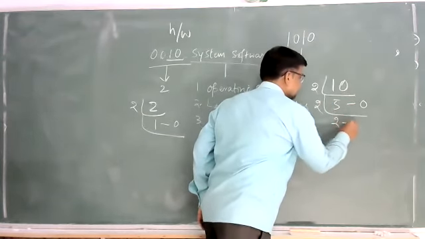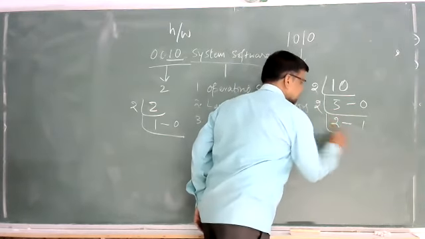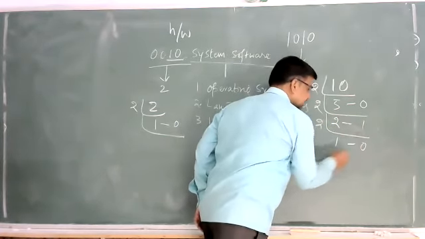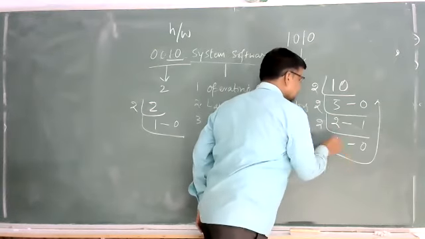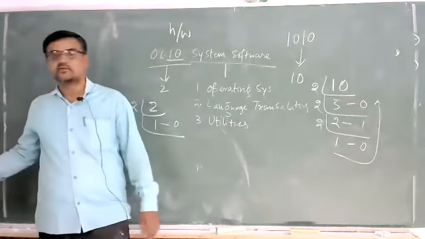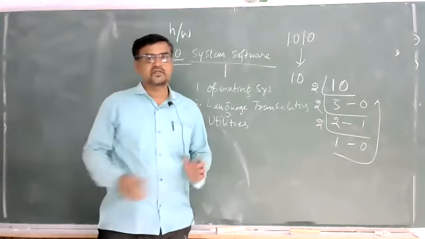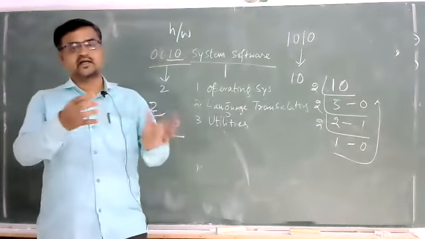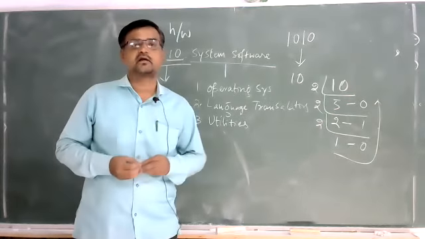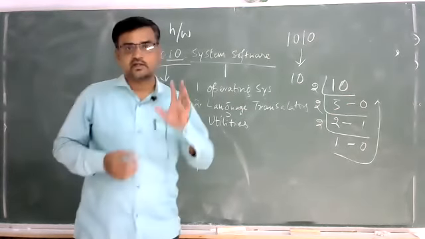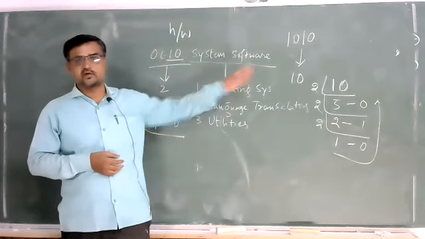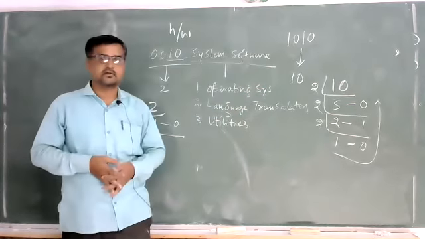2 2s, 4, 1 remains. 2 1s, 2, 0 remains. Go like this. 1 0 1 0 is how you can convert it. So this is how everything started converting. That's why basically when we are learning computers, we need basic mathematics. This is basic mathematics, right? You have learned it in your classes.